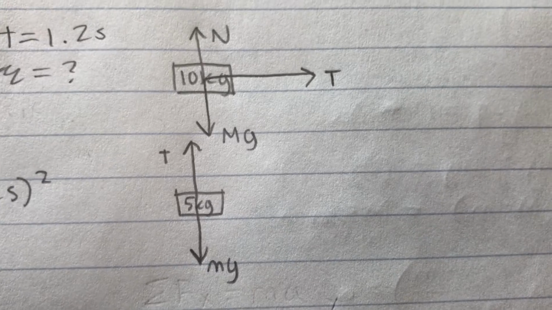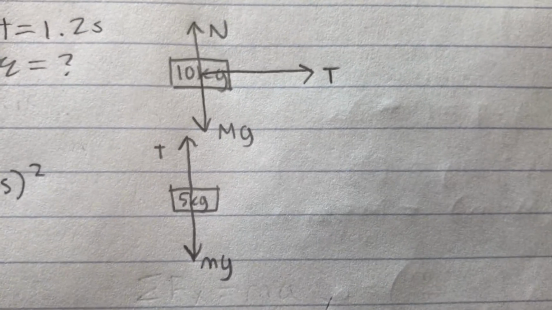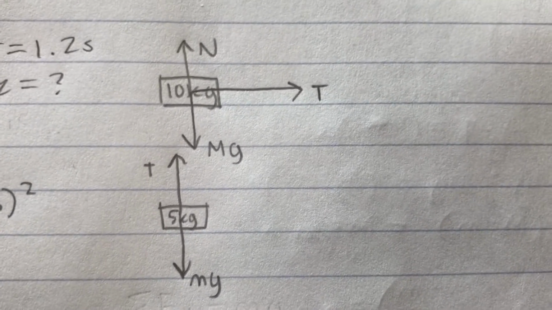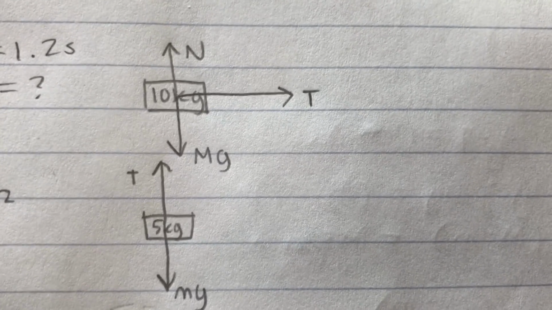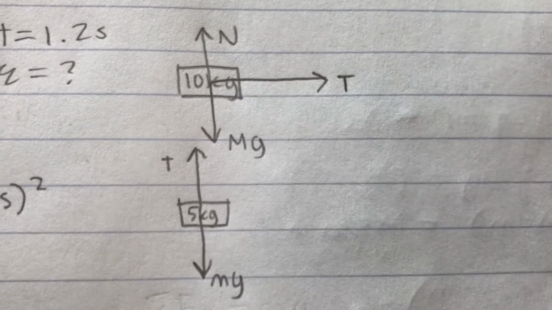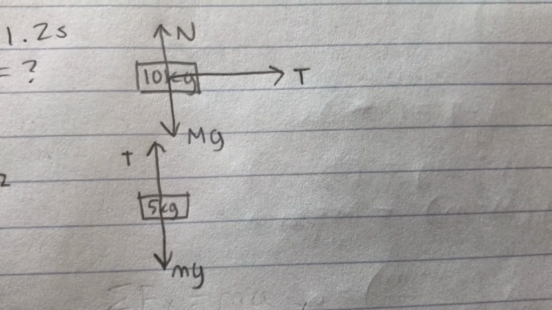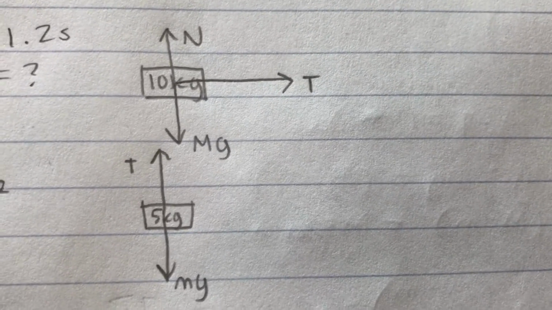So for the 10 kilogram mass, we have the force of gravity pulling down and the normal force pushing up, and then we have the tension pulling to the right. And then for our 5 kilogram mass, we have the force of gravity pulling down and the tension pulling up.